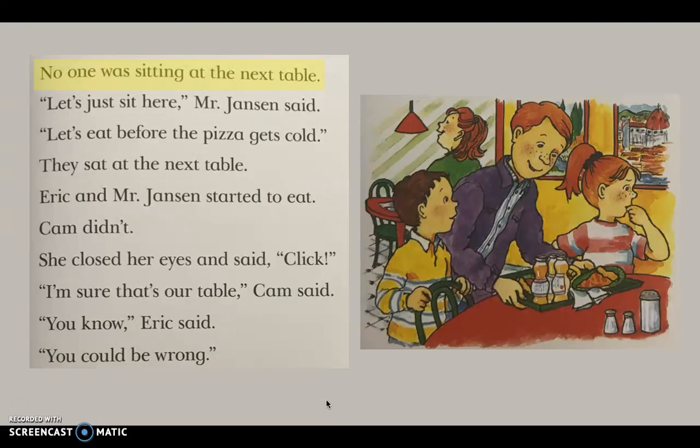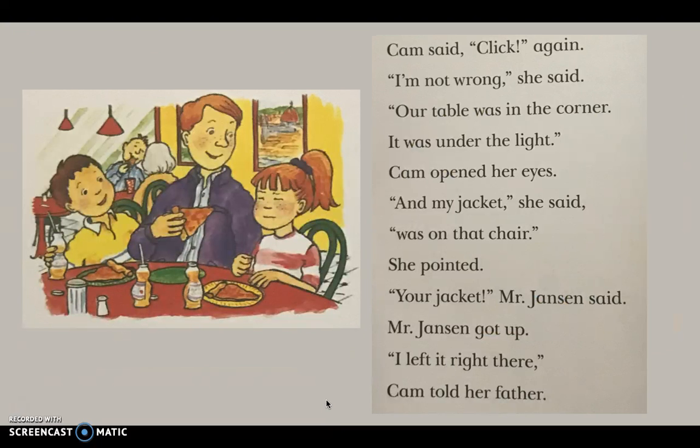No one was sitting at the next table would be a description of the setting. Now this page is full of setting description. Can you see if you can find it while we read?